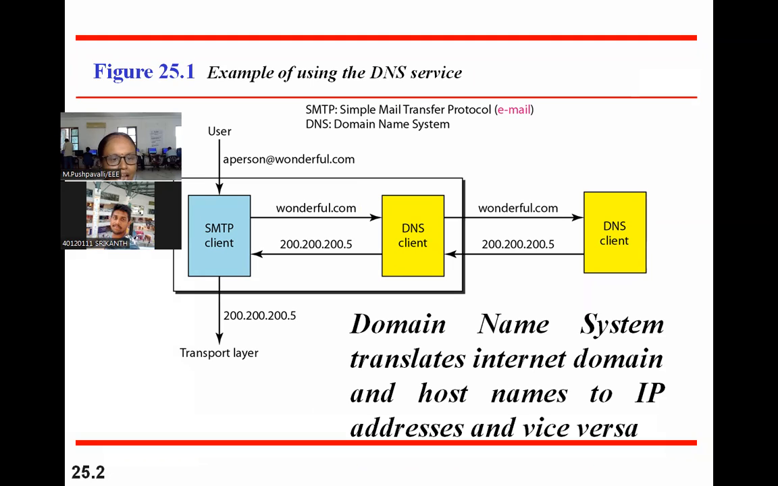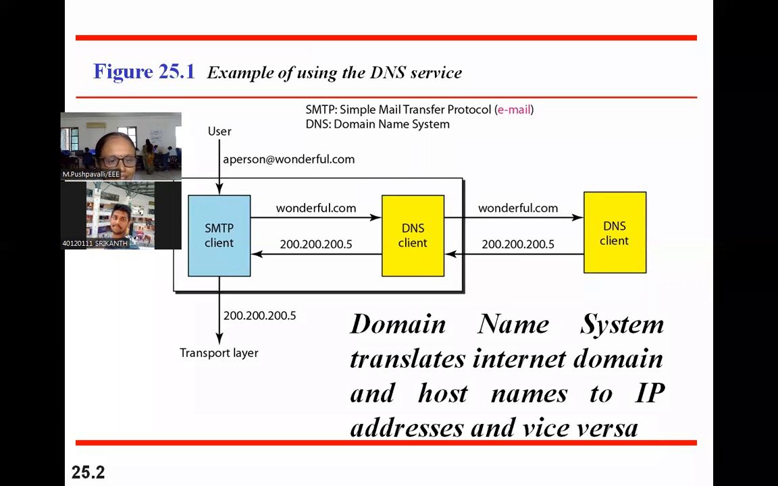For example, I want to get Google, www.google.com. It won't recognize it as www.google.com. It will go and find out the corresponding IP address, and then it will communicate to the nearby server to launch it in the client website, client system. Are you clear?